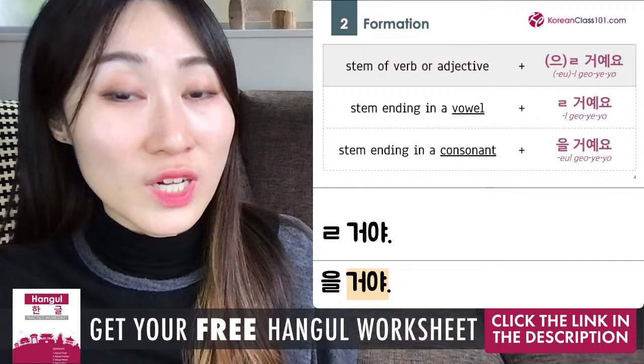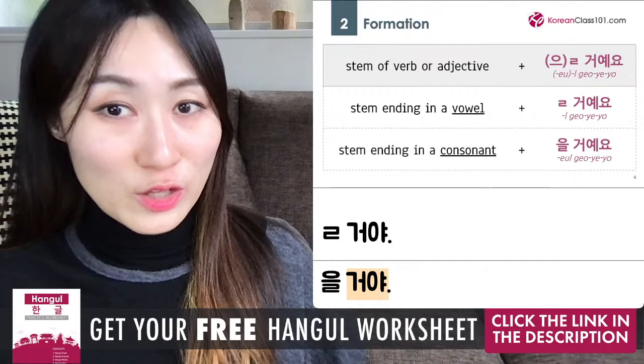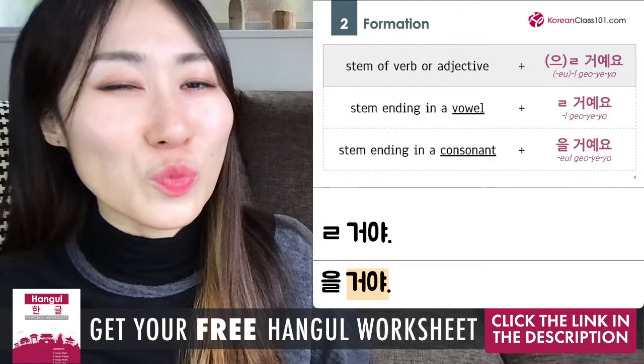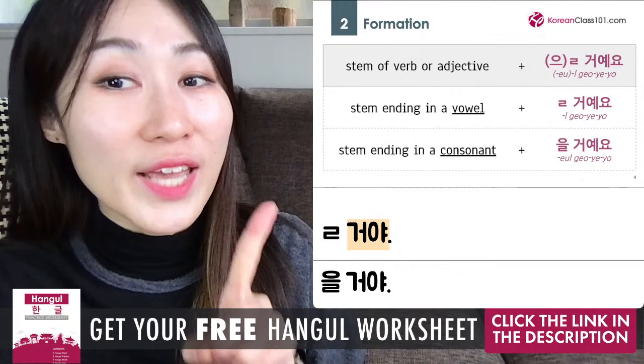If you want to talk to your family members, your siblings, younger or older, your close friends, your classmates, or someone who is much younger than you, then you use casual language in Korea. You don't need to use polite language to 5-year-old kids. Of course, if you want, you can do that. But you can also use casual language. In that case, replace 거예요 with 거야. This is a casual form.